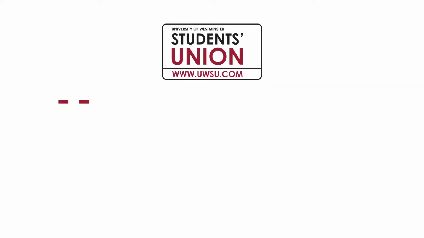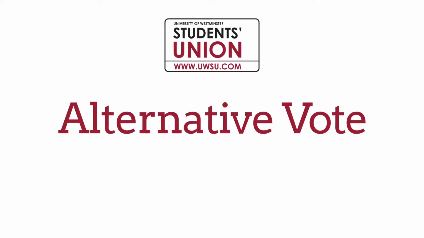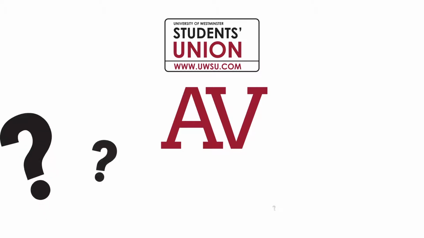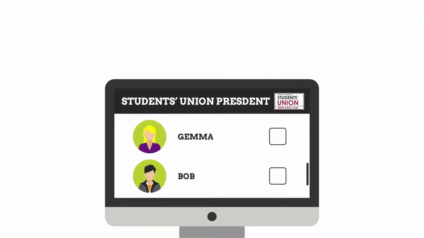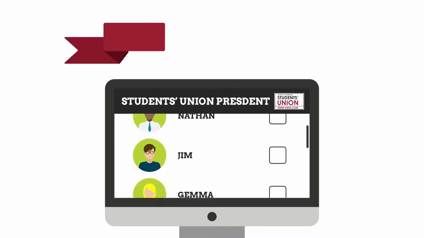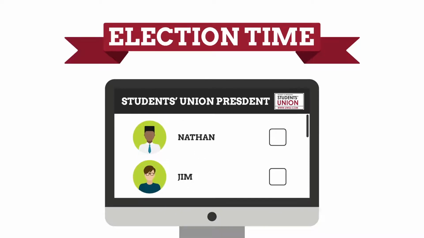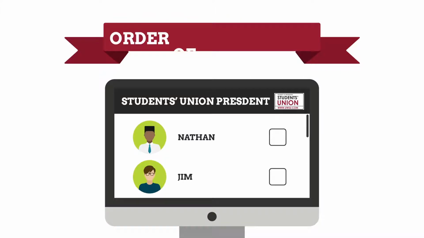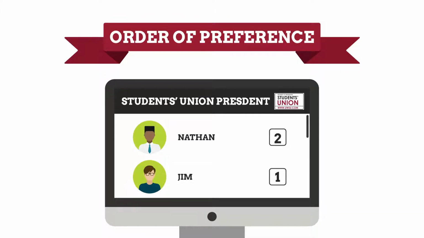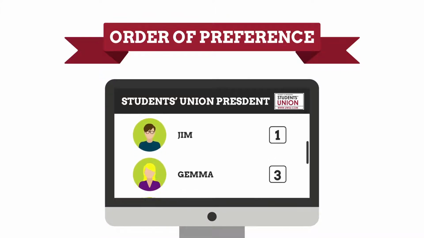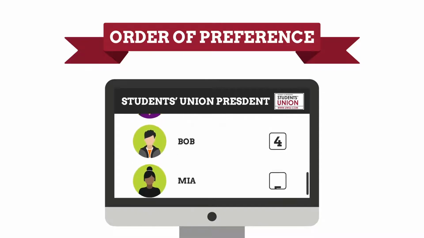Westminster Students' Union uses the alternative vote, also known as AV. So how does AV work? Let's say we have 5 candidates in our election for Students' Union President. When you vote in the election, you'll be asked to rank the candidates in order of preference. This means you need to put a number 1 by your favourite, a number 2 by your second choice, and so on.